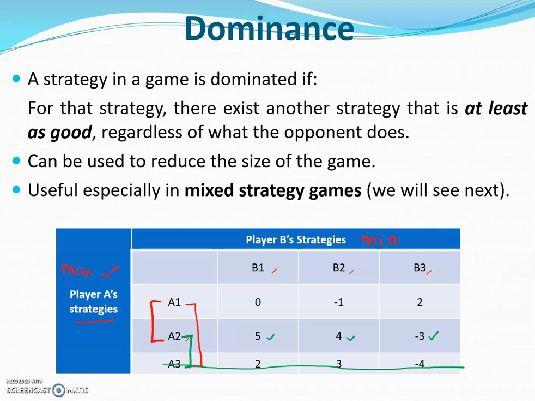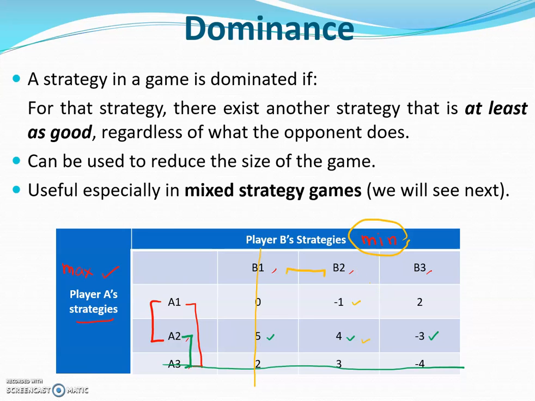We are now trying to compare the strategies for player B. So first we try to compare B1 and B2. Strategy 1 and strategy 2 for player B. Remember, for player B, we have to look at the minimum value or the lower value. So when we compare 0 and -1, -1 is better. If we compare 5 and 4, 4 is better. So we can say that strategy 2 dominates strategy 1. So in this case, we can cancel strategy 1.